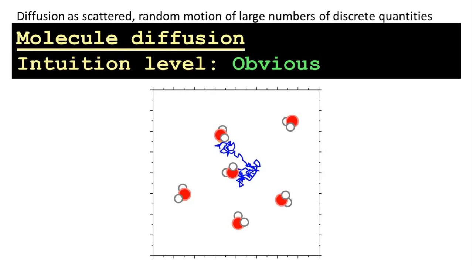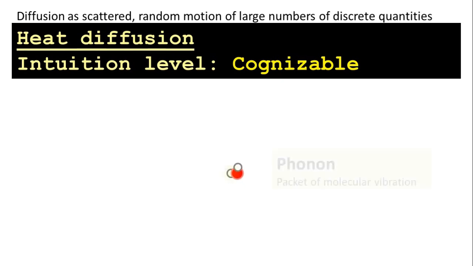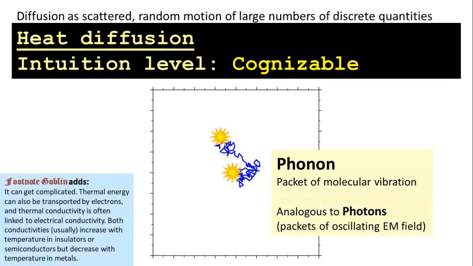Now, it is easy to visualize molecules moving in a random walk and accept that model. Thinking of thermal energy in terms of discrete quantities or packets that also move in a random walk is atypical, but it's not uncommon. Thermal energy is sometimes conceptualized as packets of molecular vibrations called phonons. It's similar to how we can think of light as packets of oscillating electromagnetic fields called photons.